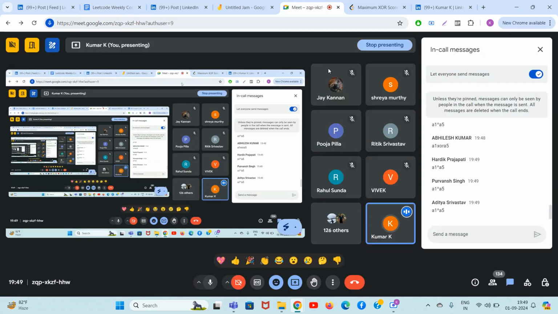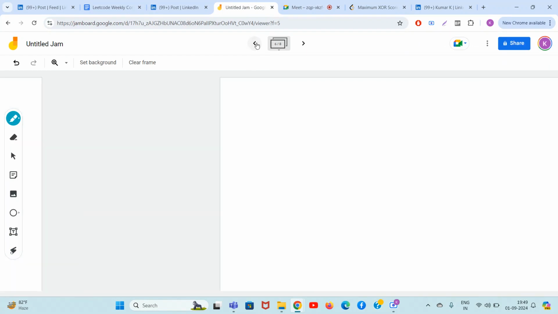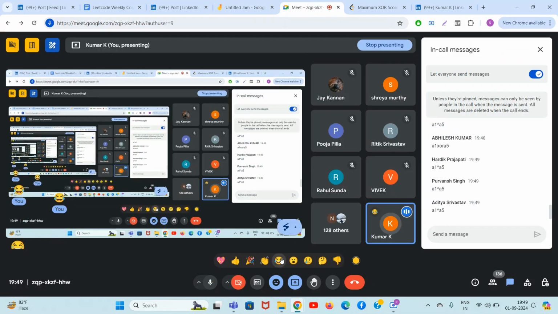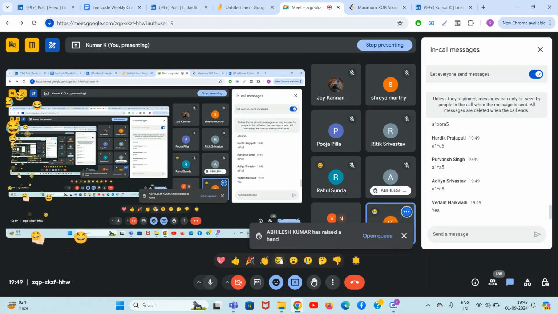इसको क्या कहते हैं हिंदी में? खोदा पहाड़ निकला चूहा. Okay, so you did so much hard work to find out that this is nothing but the XOR of first number with last number. Is that clear to you? So much hard work to find out that this is nothing but XOR of the first number with last number.